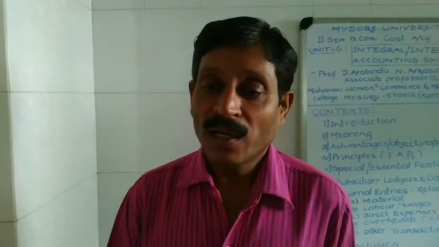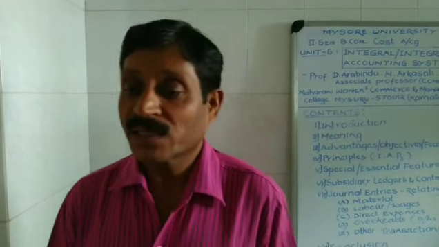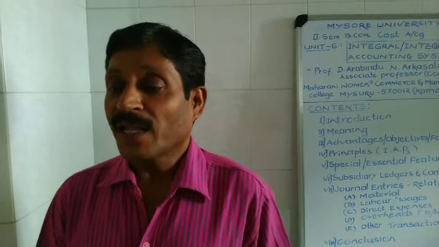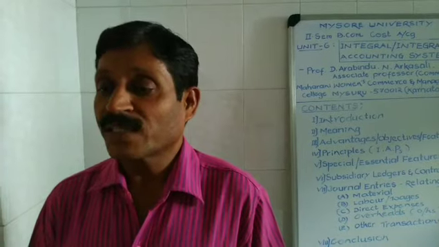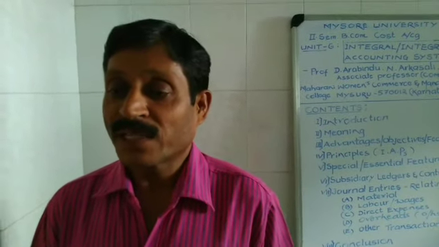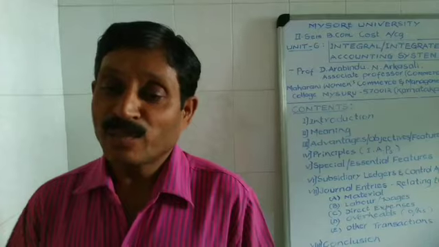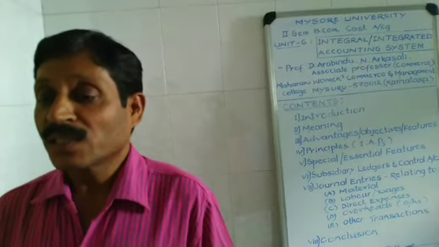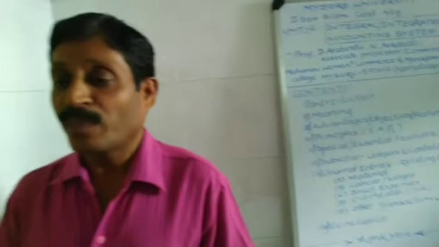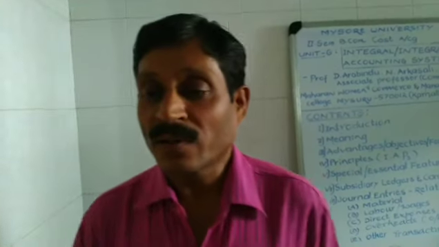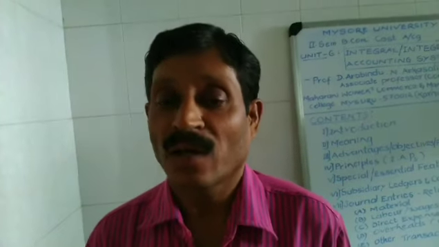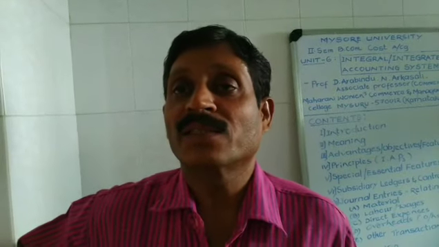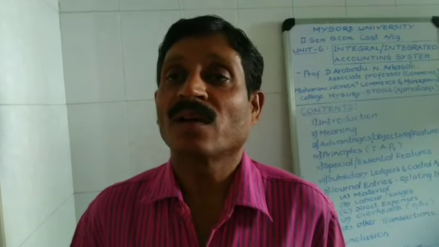Third one, under absorption of overheads. The journal entry for under absorption of overhead: P&L account or overheads adjustment account debited to overheads control account. And similarly, the journal entry for over absorption of overheads: overheads control account debited to P&L account or overheads adjustment account. And similarly, we have to know various journal entries for other transactions also.